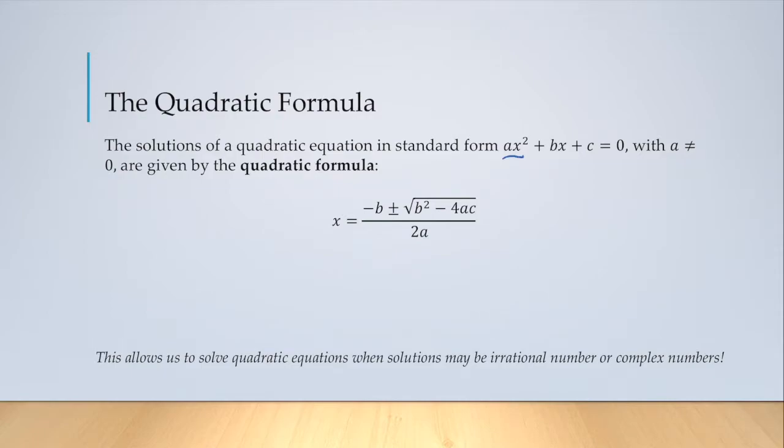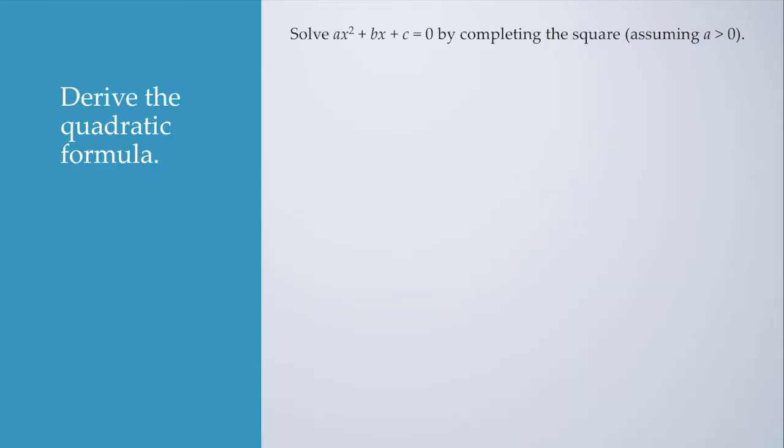the quadratic formula is x equals negative b plus or minus the square root of b squared minus 4ac all over 2a. But where did that come from? Okay, let's go ahead and derive it by completing the square.